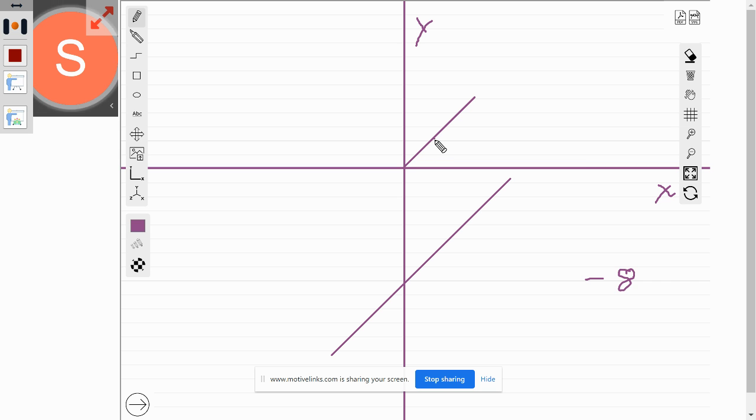Now let's focus more on the slope. So what exactly is the slope? Here's how I think of it. It's rise upon run. Think of it like that. And this will help you remember how to find out slope.